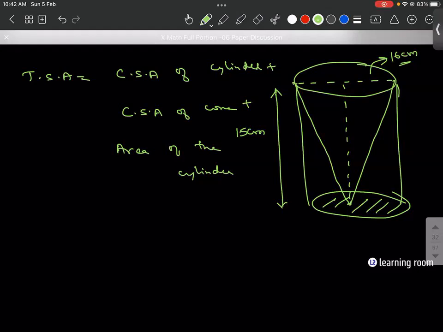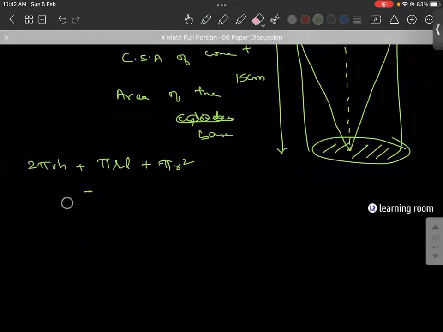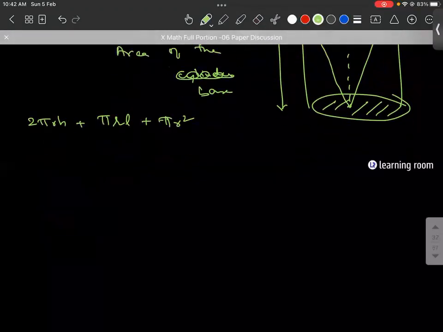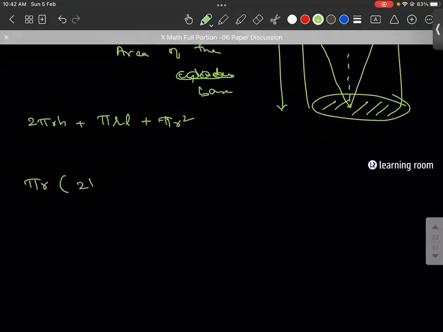So let me check this. What is going to be the curved surface area? Here you are going to write 2 pi RH plus the curved surface area of cone, pi RL, plus area of base, pi R square. So if I take pi R out common, 2h plus L plus R.